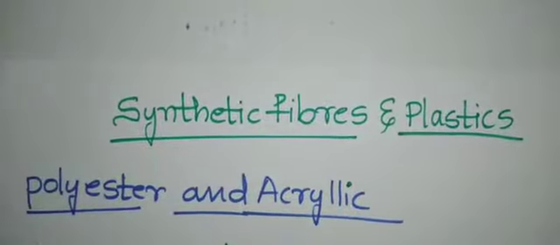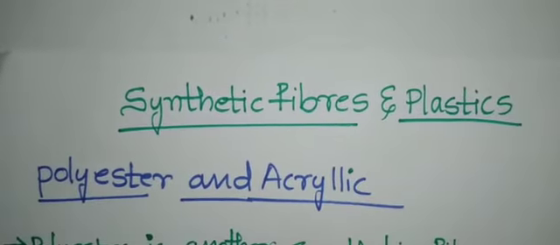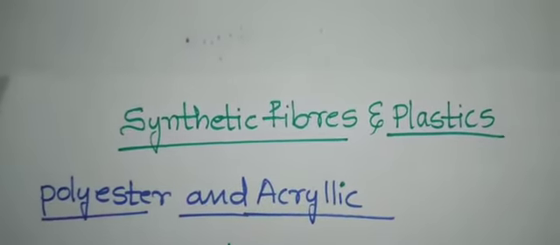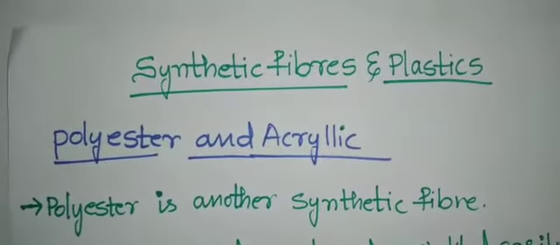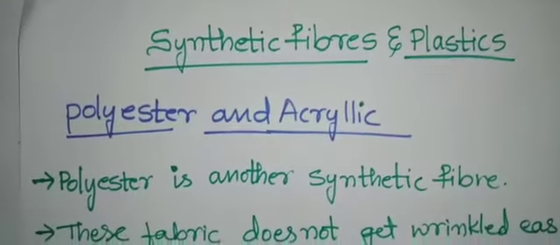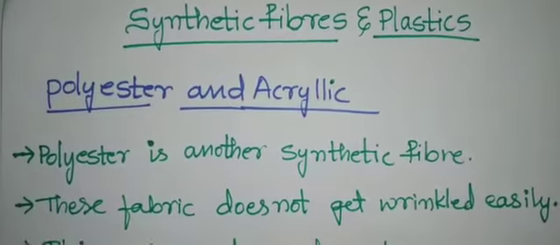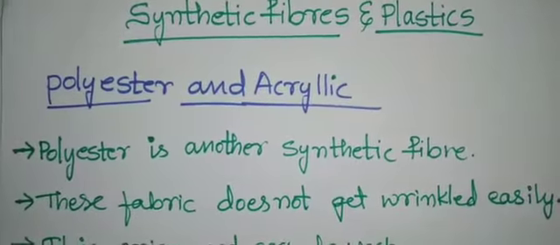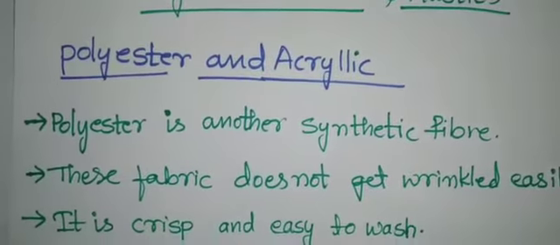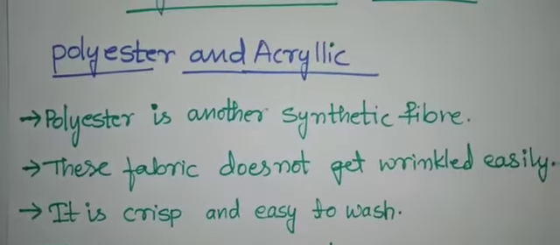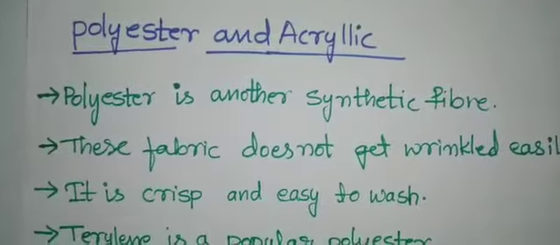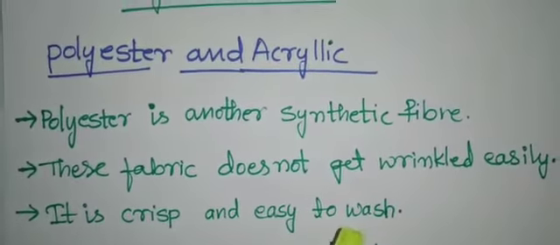So polyester and acrylic. Students, you might have heard this word polyester, right? Polyester cloths. It is one kind of synthetic fiber. These fabrics do not get wrinkled easily. So next, it is crisp and it is easy to wash. Polyester cloths are crisp and easy to wash.